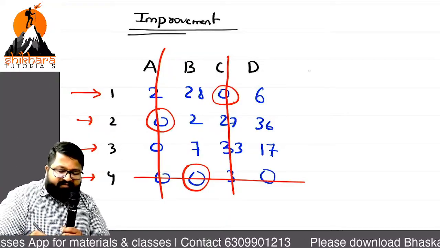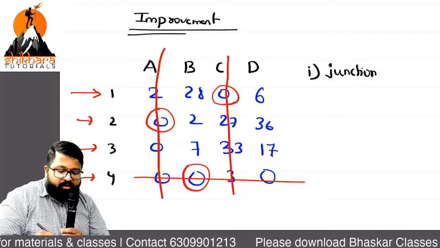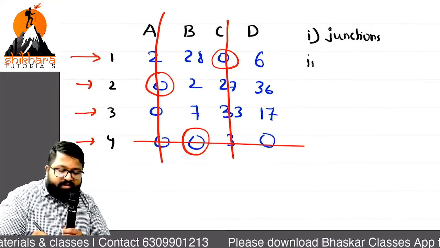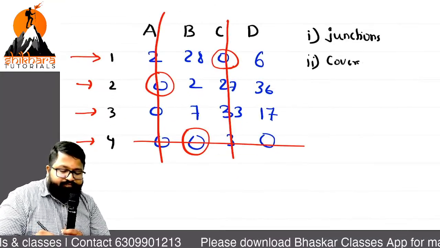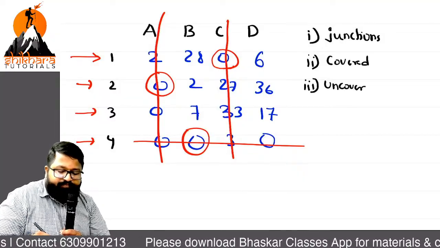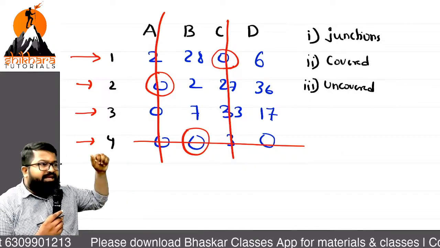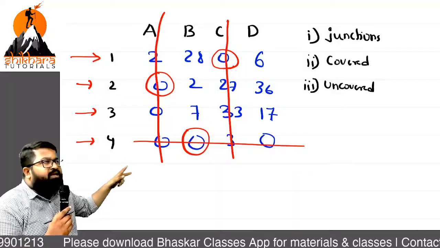The first element is junctions. What is the first one? Junctions. And the second one is covered. The third one is uncovered. What are the three areas? Three types of elements: junctions, covered, uncovered.